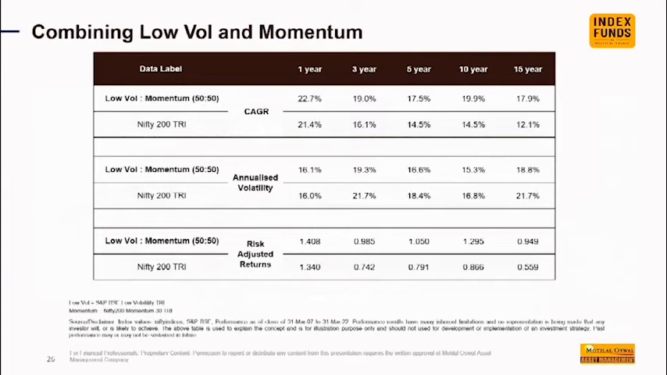When you combine low vol and momentum 50%, see what happens. Look at the returns, and we have compared this with Nifty 200. Look at the alpha which you have generated. At the same time, look at volatility. This strategy has outperformed almost all active strategies. So when you add this in your client's portfolio, it gives you alpha but reduces volatility.